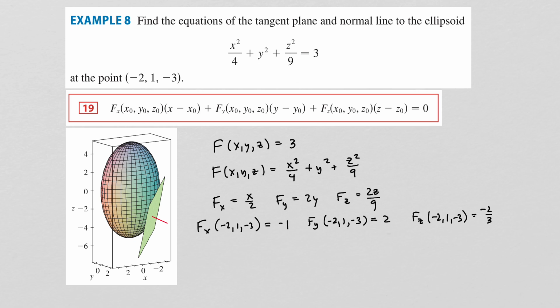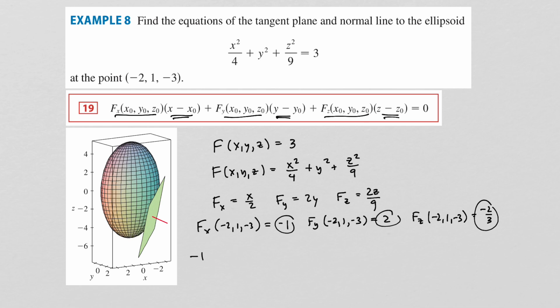And so we have now essentially the gradient vector, right? Because that's all these are when you put them together. It's just the gradient vector: -1, 2, and -2/3. And now we just need to multiply those by the quantities that you see here.